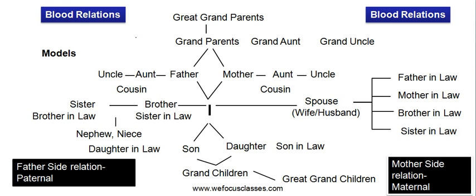Instead of discussing a relation line by line, we will be discussing all the relations at one place, that is by using a family tree. I say this is a family tree. Who will be there in this family tree we need to know. See friends, for any family, there will be 5 generations.